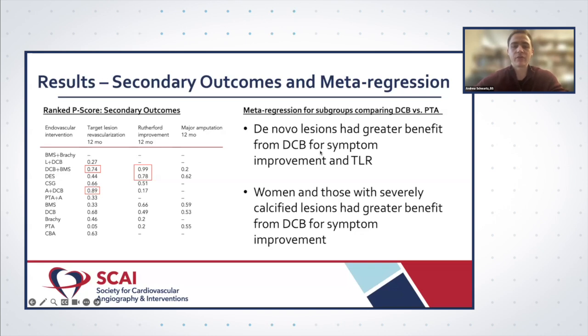Looking at the meta-regression for subgroups comparing the effect of drug-coated balloons versus PTA, we found that de novo lesions had greater benefit from DCB over PTA for both symptom improvement and 12-month target lesion revascularization. Additionally, we found that women, as well as patients with severely calcified lesions, had greater benefit from drug-coated balloons over PTA for symptom improvement.